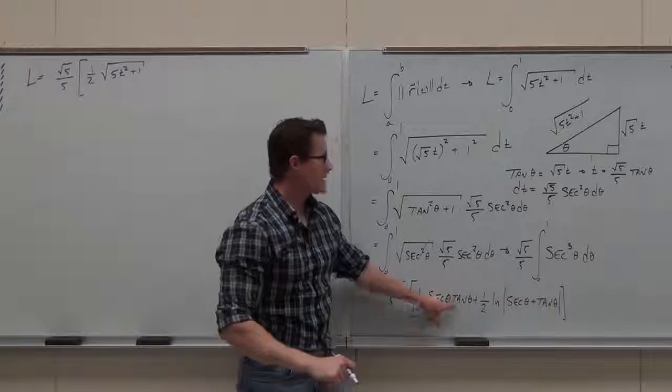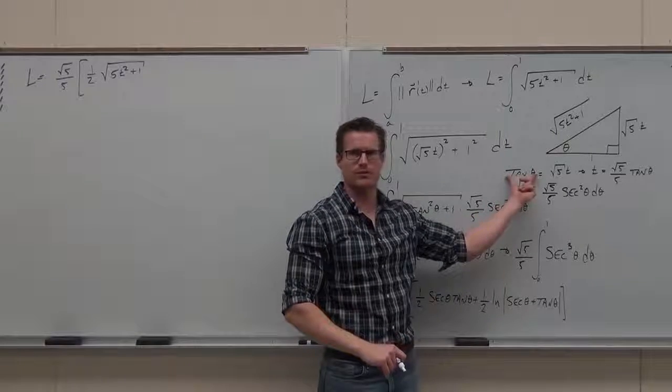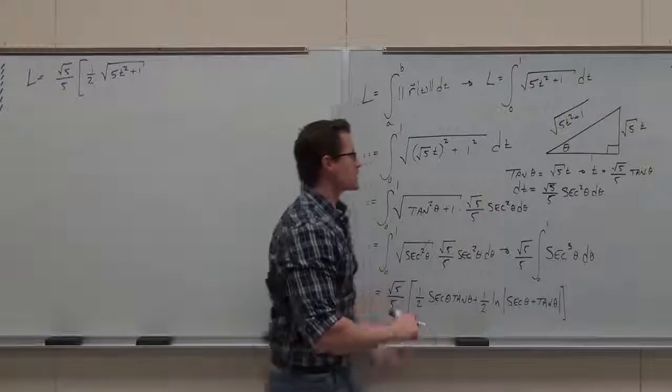that plus, hey, you know what? You actually have tan theta. It's right there. You don't have to find it from your triangle. It's literally what you substituted. So it's square root of 5t.